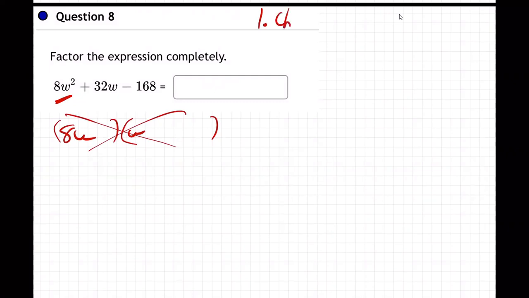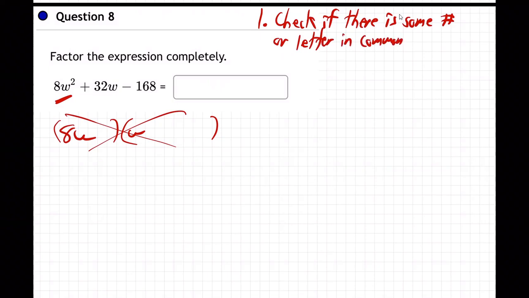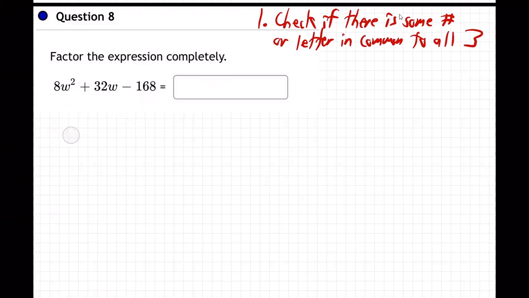We ask ourselves, check if there is some number or letter in common to all three. Is there some kind of number or letter that goes into all three? You've got to do that first.